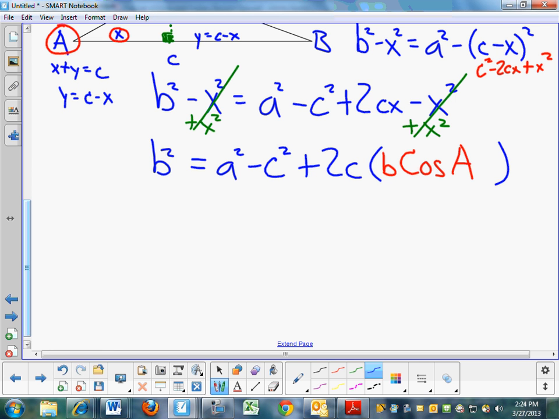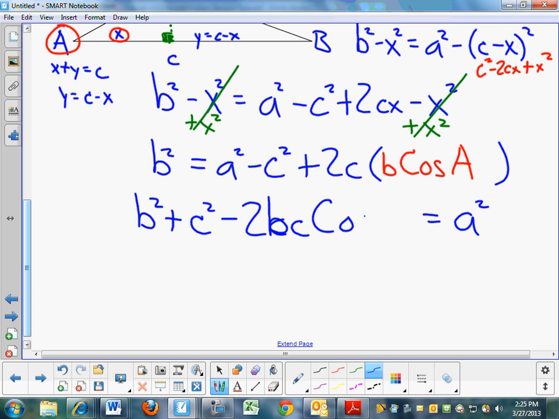I'm going to do one more thing. Okay. I'm now going to solve for a squared. So I'm going to leave a squared on this side equals. Over on this side, I have b squared plus c squared minus 2bc times the cosine of a. And that's my formula. Kind of pretty, isn't it?